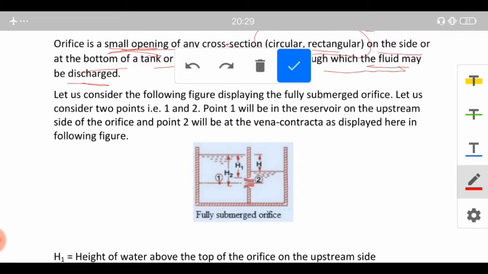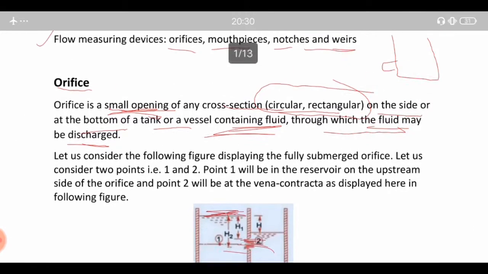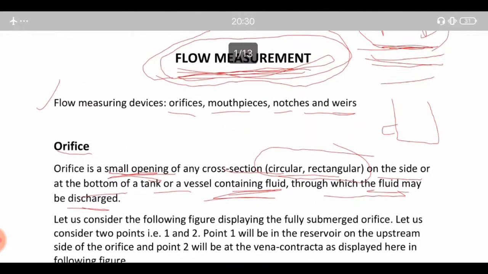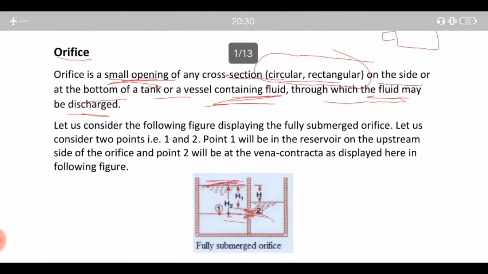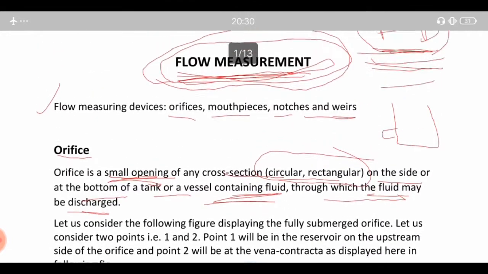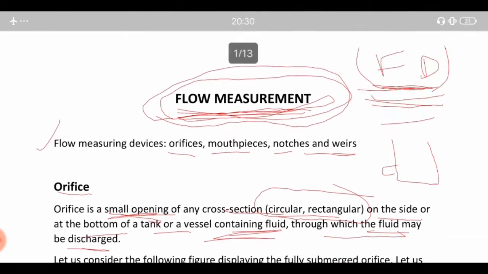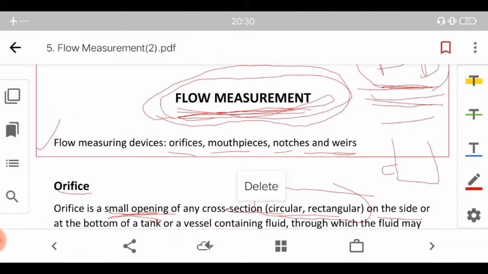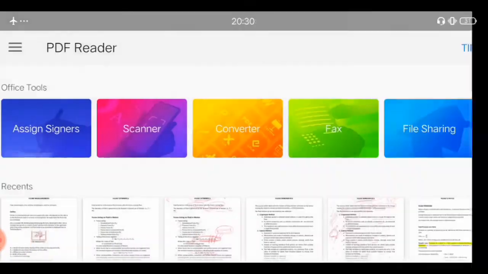So here's a diagram given for a fully submerged orifice. Here is the orifice and here the fluid is getting discharged from this vessel or this part of the vessel which has fluid level at a higher level. So you might be thinking that we read about orifice meter in the previous chapter and now we are reading about orifice. So I want to just show you the difference of the basic definition.